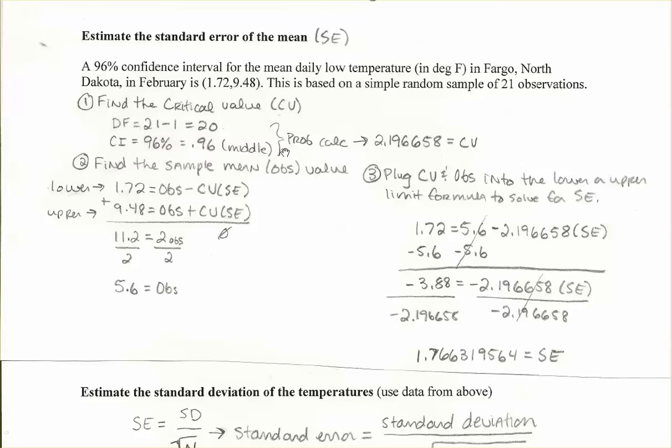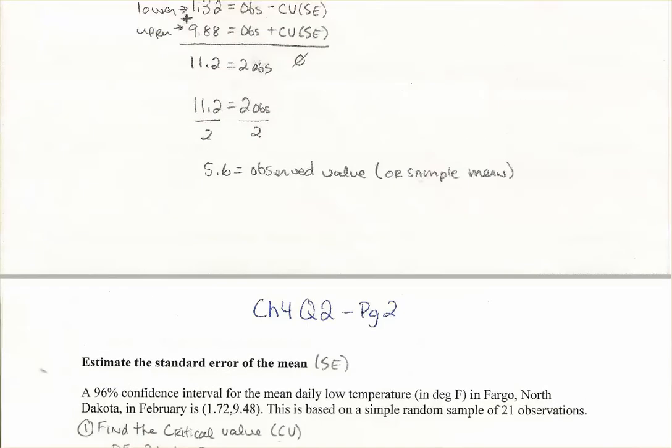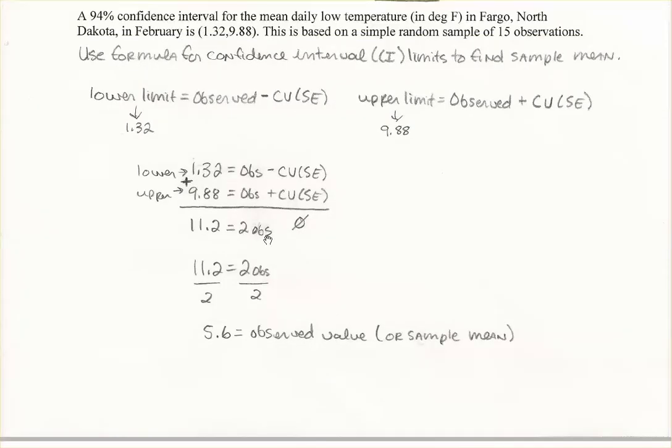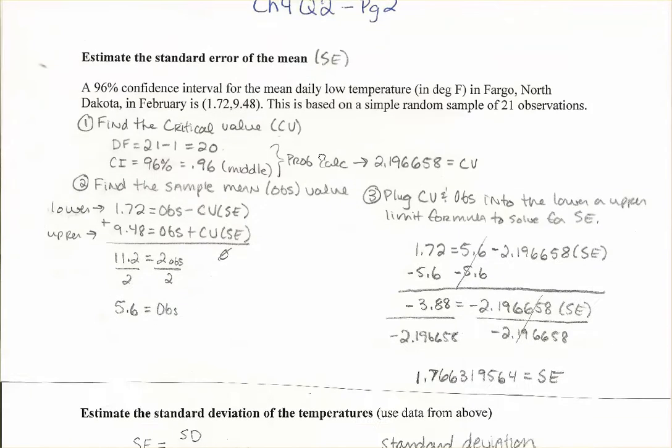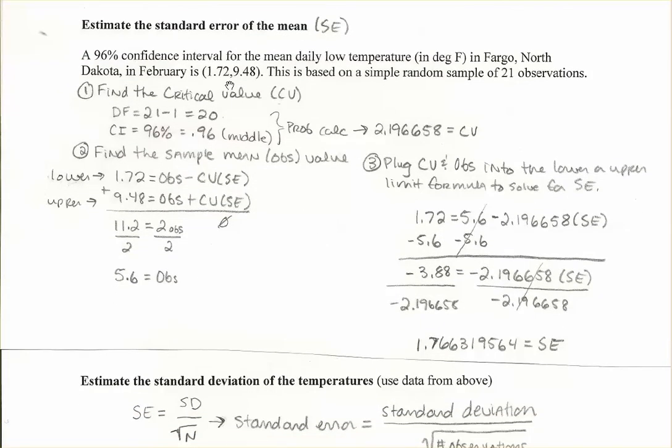So when I say that, I'm just kind of going back to the same process that we did right here. We're just now going to do it with these values. So in this case, it's 1.72 is the lower limit, 9.48 is the upper limit. It's going to be equal to the observed minus CV times SE, and this one's going to be plus.